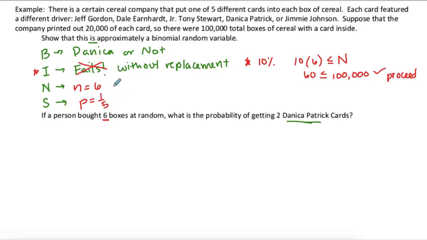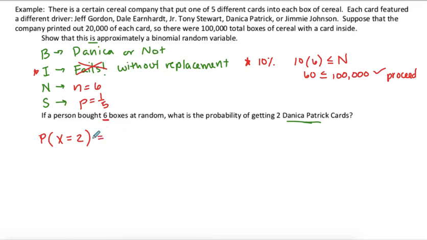All right, so because we've met this condition, we didn't on the previous example. 25 was far too small. We were taking more than our fair share when we were looking at 8. Here we're taking 6 out of 100,000. Even though it's technically failing because it's without replacement, we proceed with this caution idea. So what's the probability that if we bought 6, we get exactly 2 Danica Patrick cards?